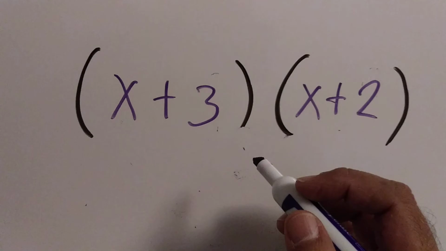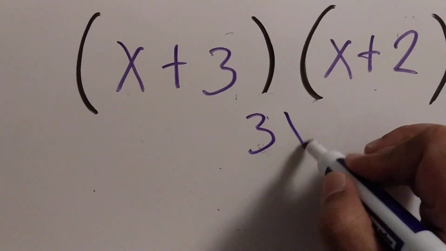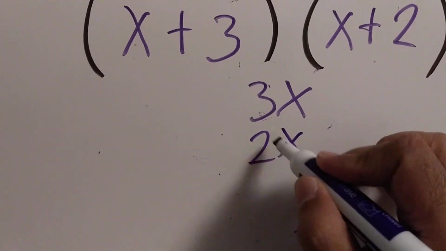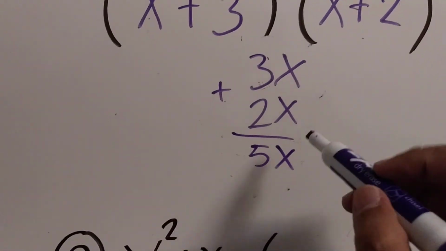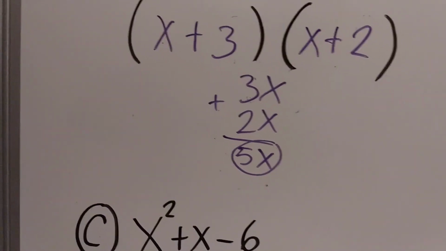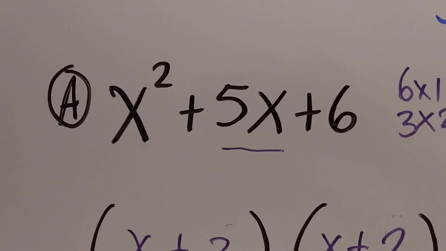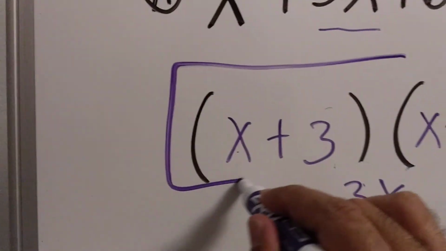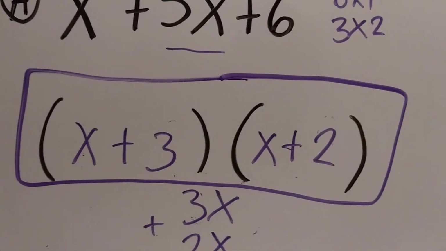Okay, so in this case, let's go ahead and do that smile test. We have 3 times x gives us 3x, and we have x times 2 gives us 2x. When you add them together, it gives you 5x, which is exactly the middle term here. So your answer is correct. When it comes to factoring the trinomial x squared plus 5x plus 6, the answer would be x plus 3 multiplied by x plus 2.